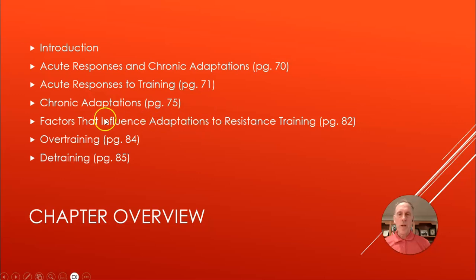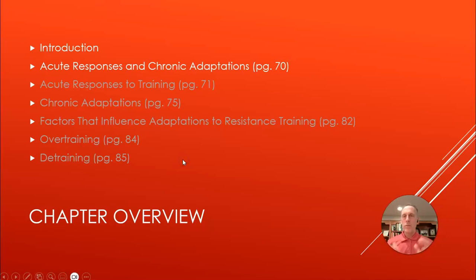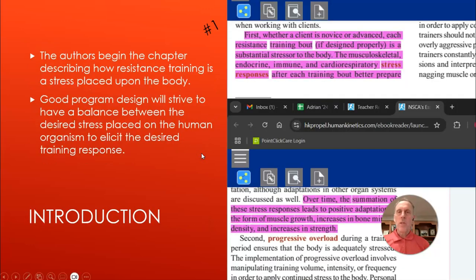This is pretty beefy right here, the factors that influence. And I bundled this into a couple different presentations, and then this is tacked on at the end, which is kind of like a small section in the book. Okay, so if we start off, we're going to get into the intro and then acute responses and chronic adaptations, kind of like an introduction and overview. Let's jump into it and get rolling.